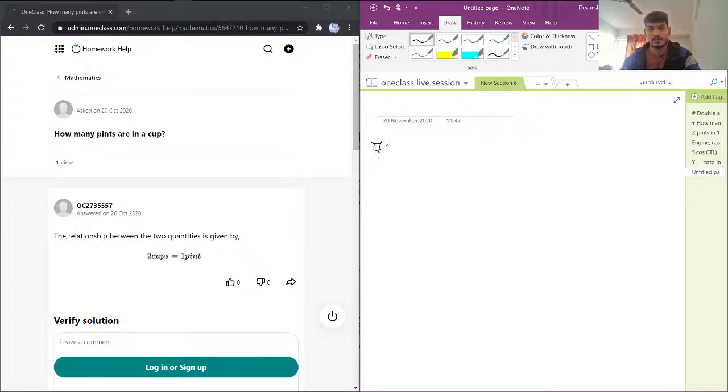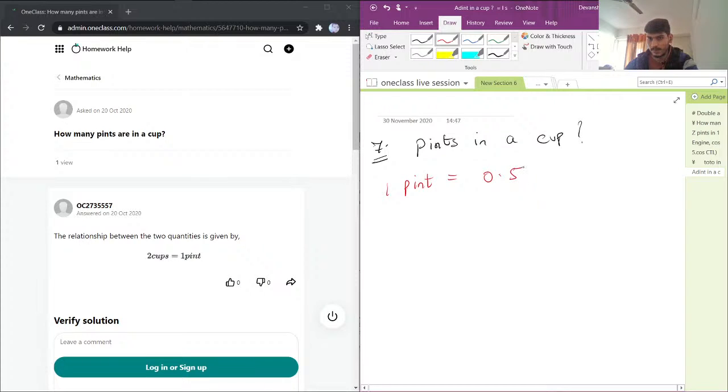We have question number 7 here. Question number 7 is, how many pints are in a cup? So for reference, I have just converted pints in SI units. So 1 pint is 0.568 liters, and the volume of a cup in liters is 0.2365 liters. So 1 pint is 0.568 liters, 1 cup is 0.2365 liters.